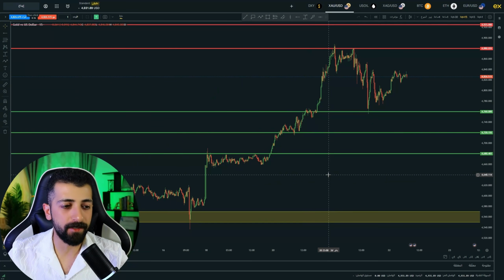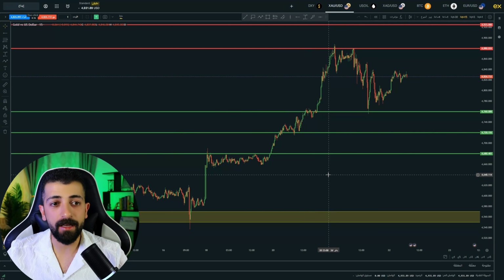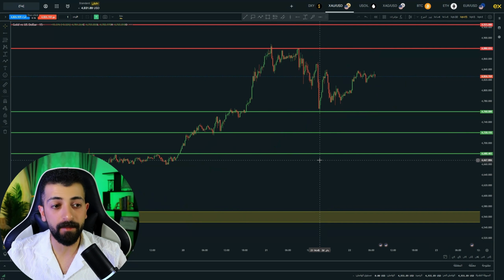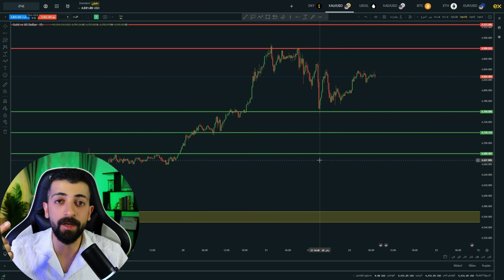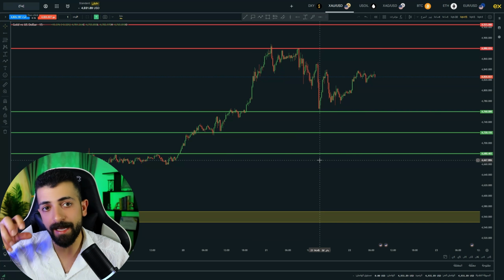So let's look for another scenario. Where else can I, for example, take a buy trade? Always look at the previous zone, the area it couldn't break through, the area from which it shot up very quickly, touched it just once and hasn't dared to break it again.